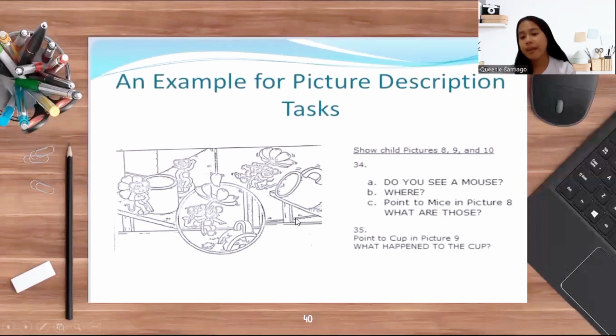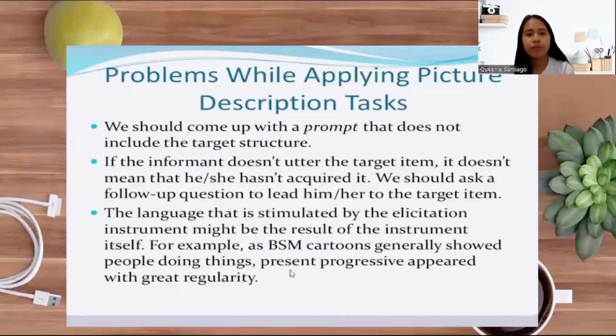So as you can see, you see a mouse. Where? Point to mice in picture 8. What are those? So this is an example of a picture description task.